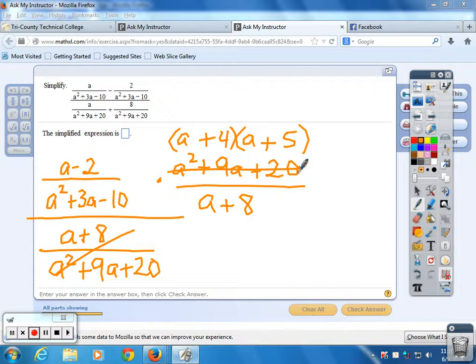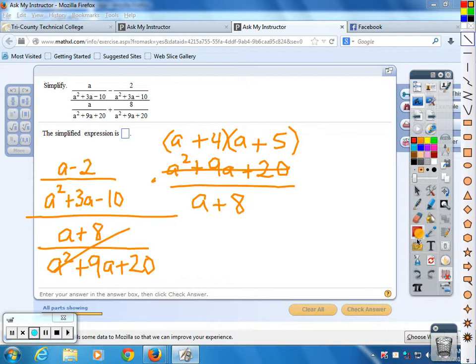And down here, I'm going to erase this since we multiplied by the reciprocal. I'm going to erase it. I'm having a bad hair day. Oops.